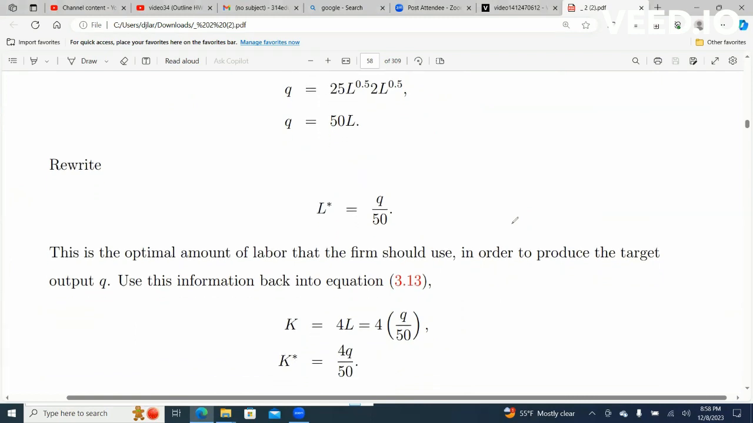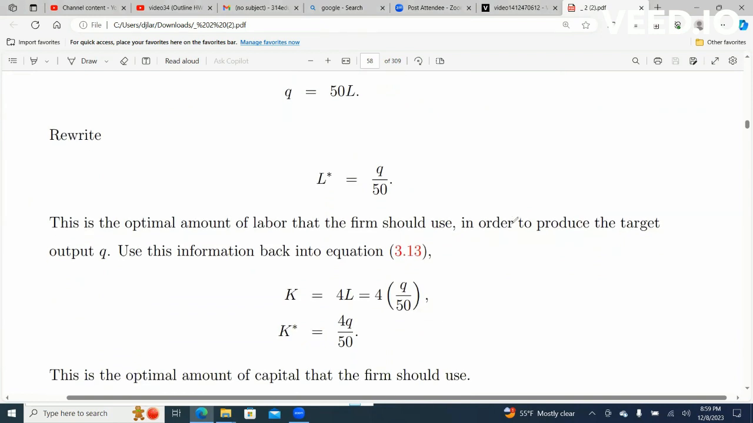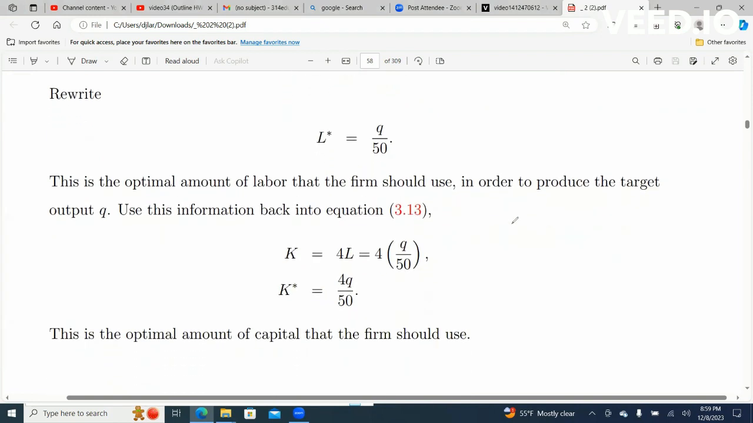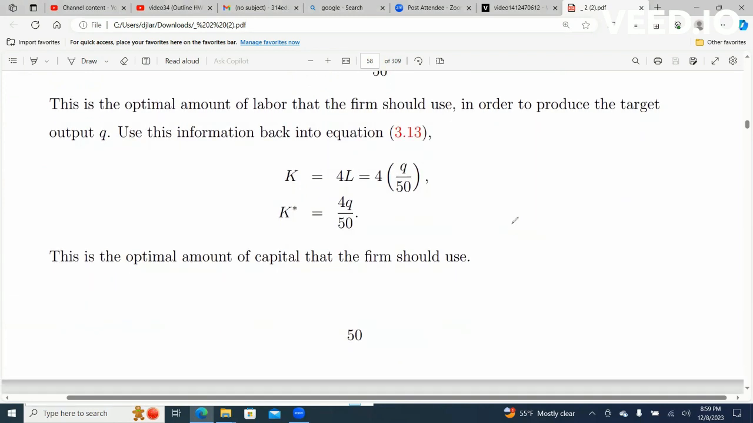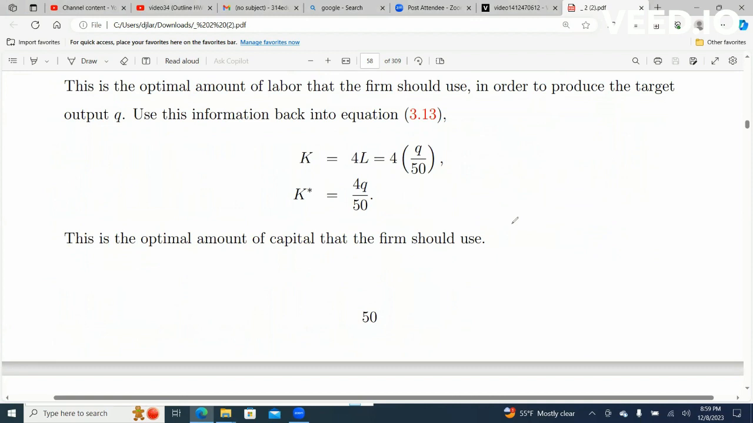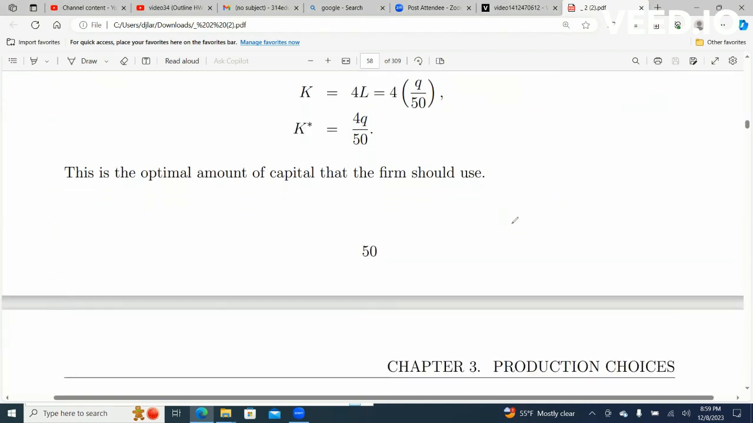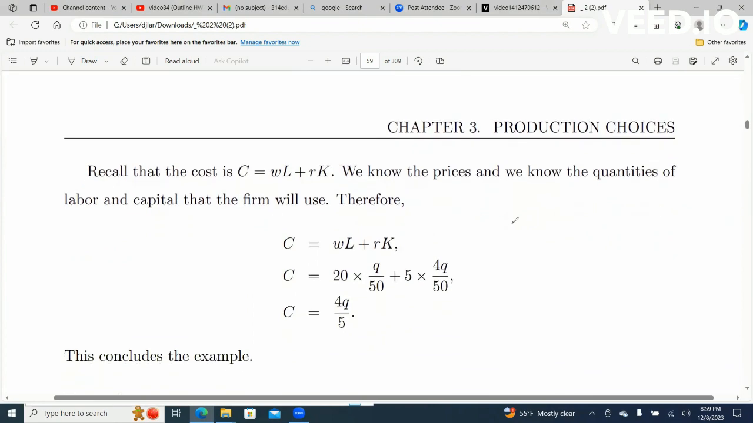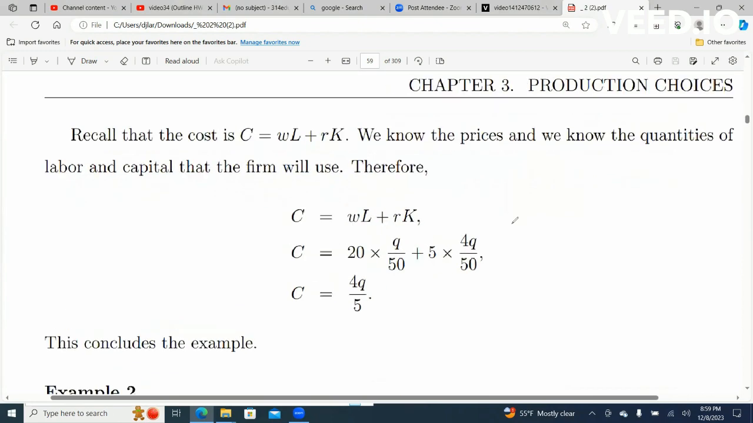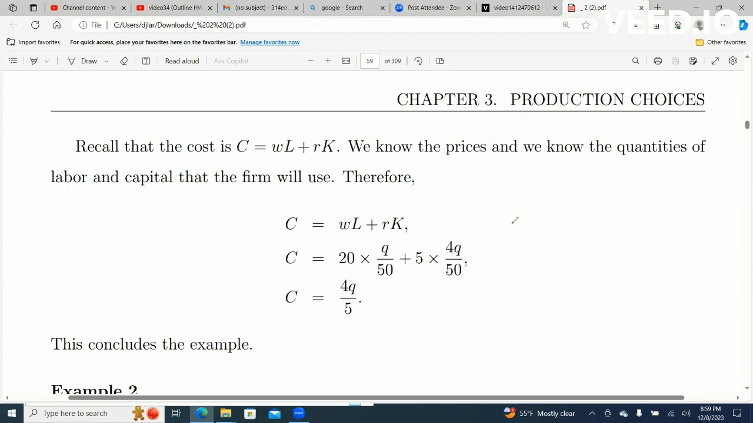Okay, so that's L star is Q over 50. So they go back and they plug that into the statement K equals 4L. And then we get K star, which is 4Q over 50. It's a very, very simple math problem, but it always takes me more than 10 minutes to go through. So if we talk through this, it's going to have to be in a different video, and then we will go on to example 2.